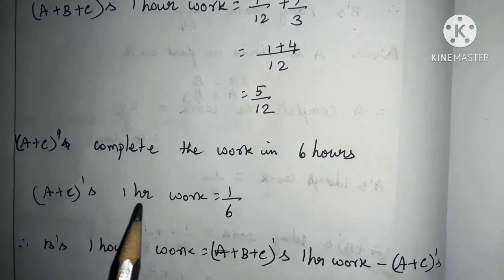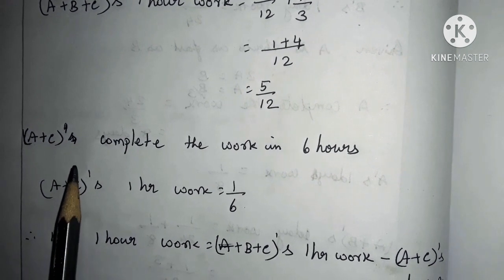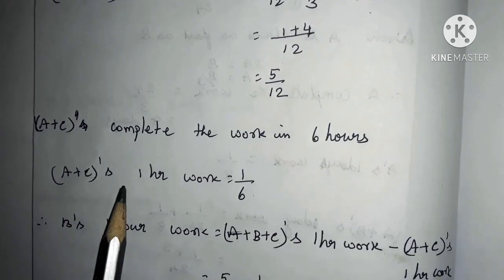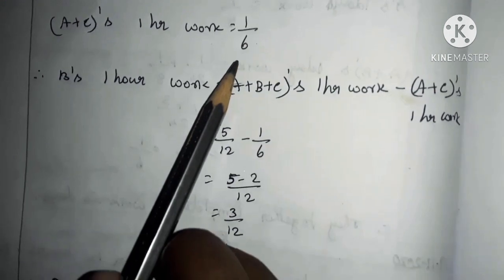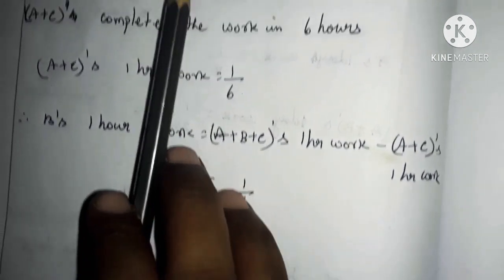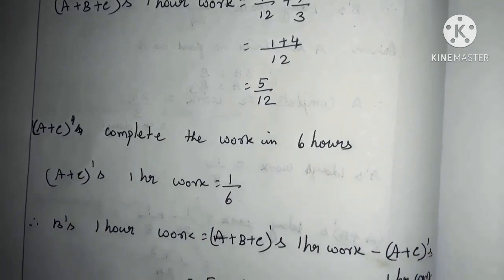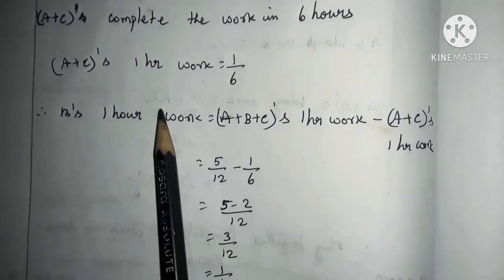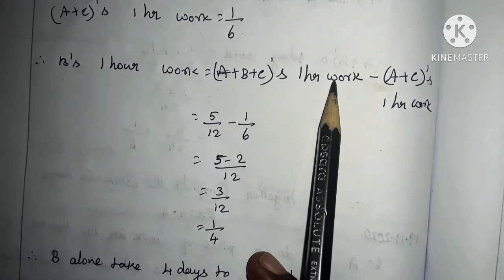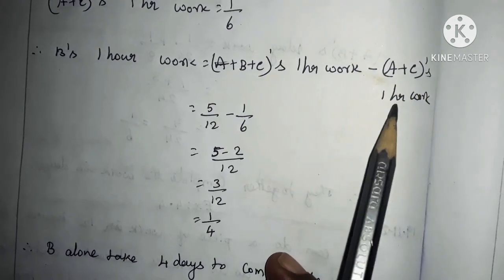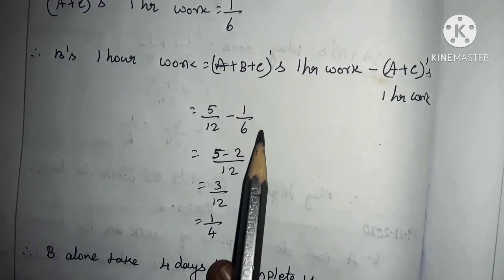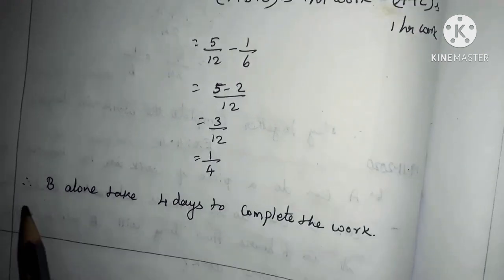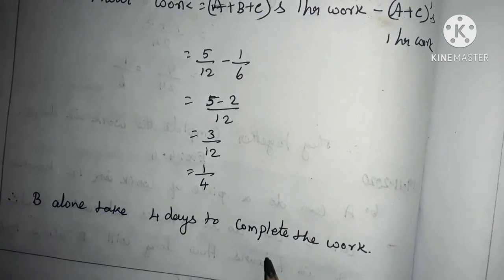The next information they have given is when A and C are joined together to complete the work, they take 6 hours. Therefore, A plus C's 1 hour work is equal to 1 by 6. From A plus B plus C's work, when we subtract A plus C's, we get B's 1 hour work. That is, B's 1 hour work is equal to A plus B plus C's 1 hour work minus A plus C's 1 hour work. That is, 5 by 12 minus 1 by 6. When you substitute it, we get the answer as 1 by 4. Therefore, B alone takes 4 hours to complete the work.